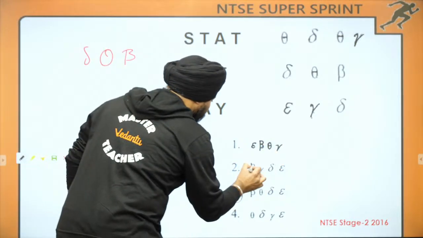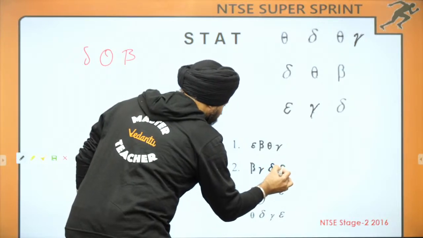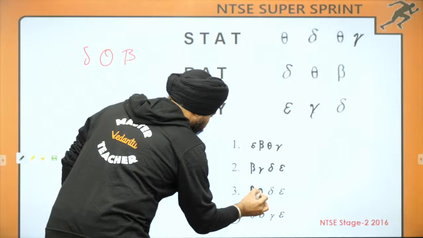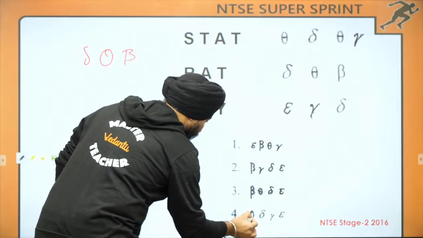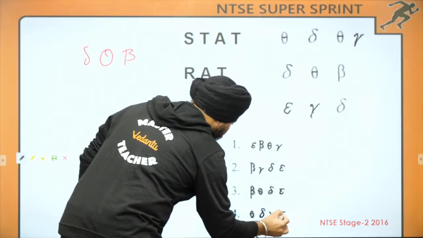Then we have got beta, gamma, delta, epsilon. Then we have got beta, theta, delta, epsilon. Then we have got theta, delta, gamma and epsilon.